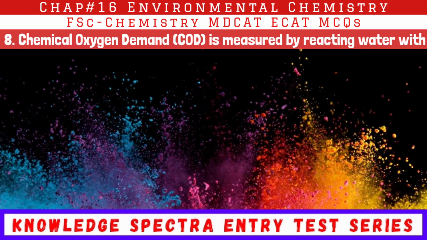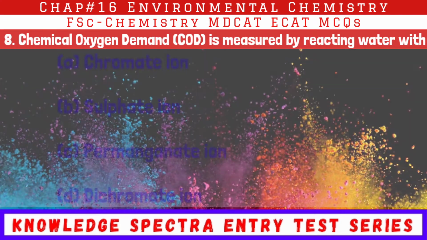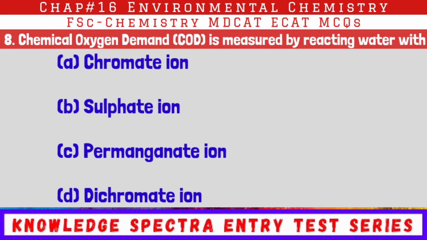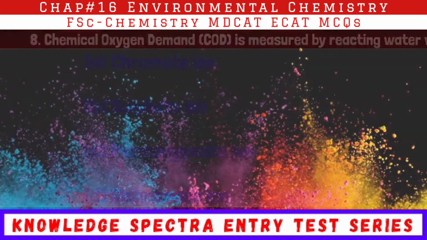8. Chemical oxygen demand (COD) is measured by reacting water with A. Chromate ion. B. Sulfate ion. C. Permanganate ion. D. Dichromate ion. Correct answer is D. Dichromate ion.